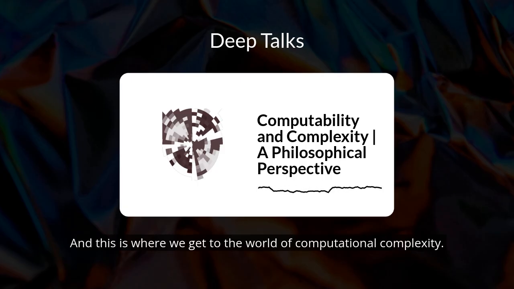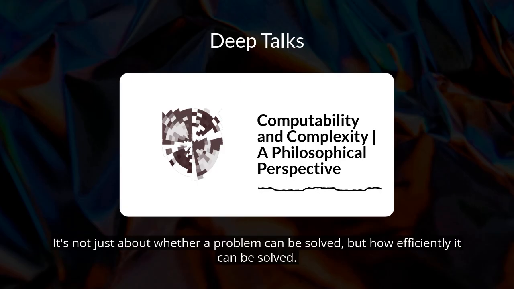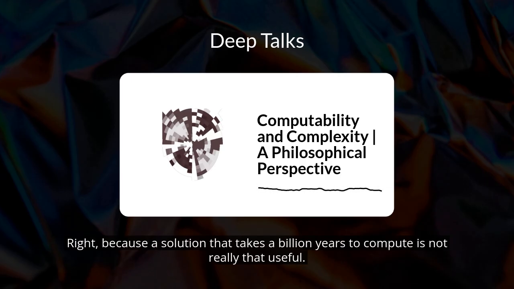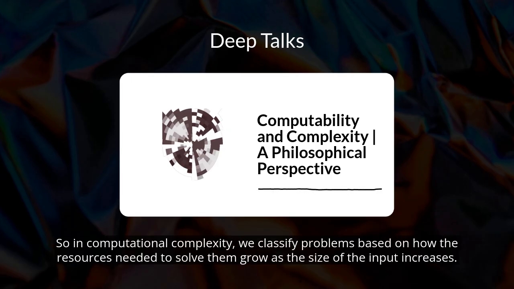Exactly. And this is where we get into the world of computational complexity. It's not just about whether a problem can be solved, but how efficiently it can be solved. Right, because a solution that takes 1 billion years to compute is not really that useful. Exactly. So in computational complexity, we classify problems based on how the resources needed to solve them grow as the size of the input increases.